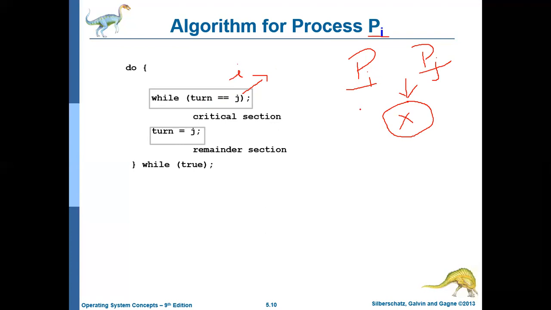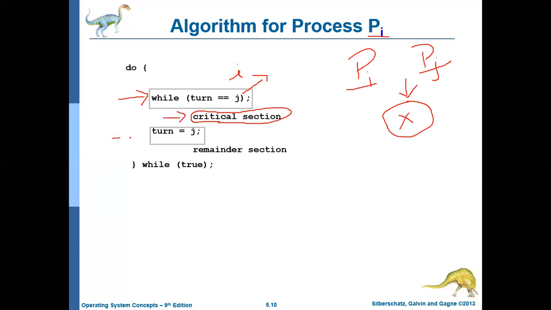There are only two processes, either i or j. If turn is equal to j, then it will keep waiting. If it is not jth turn, then turn will be equal to i, or turn not equal to j. Then it will enter into the critical section. It will execute the critical section and then it will again make turn equal to j. So this is the entry section. In the entry section, it checks whether it is the other process's turn or not. If it is the other process's turn, it waits. If not, it enters and executes the critical section.